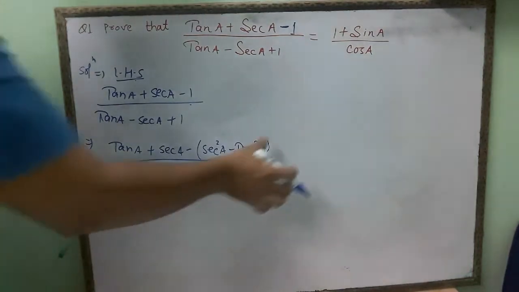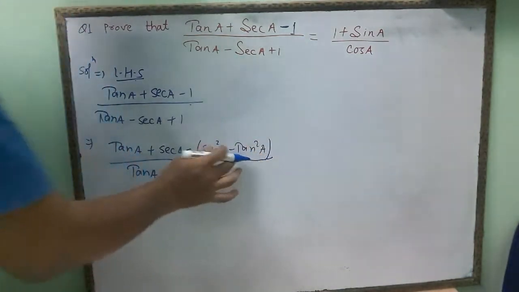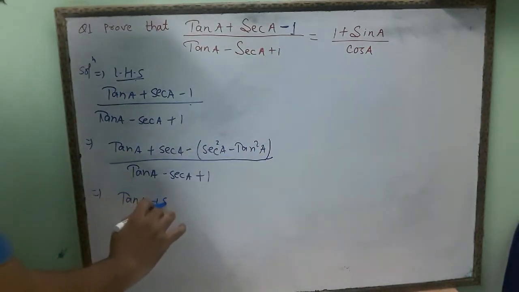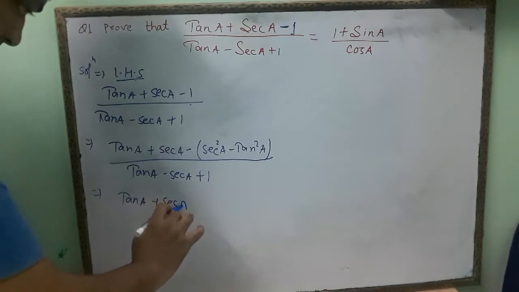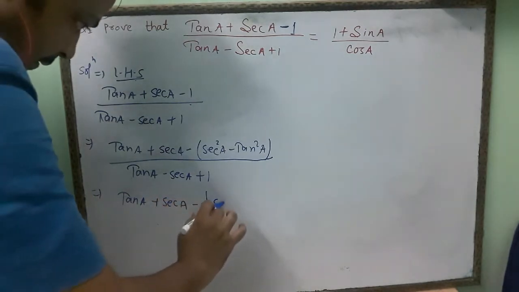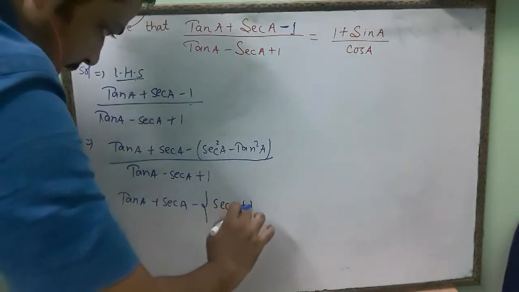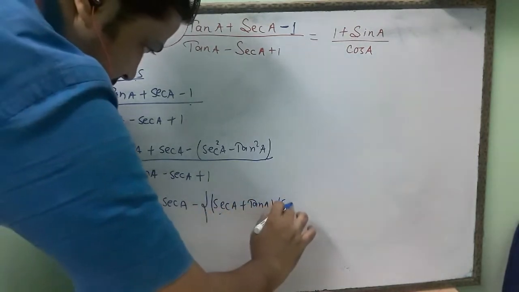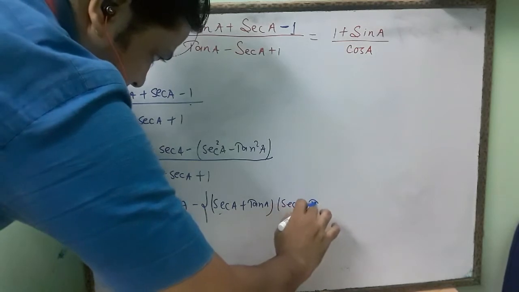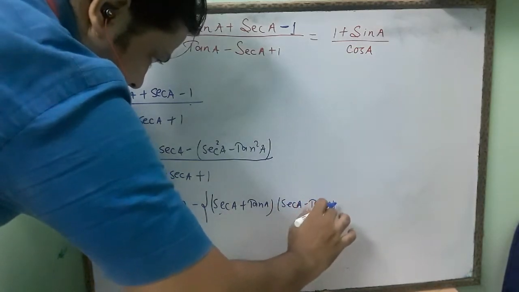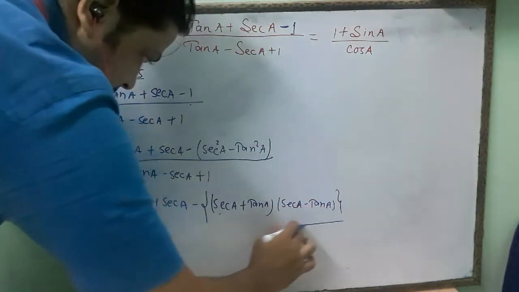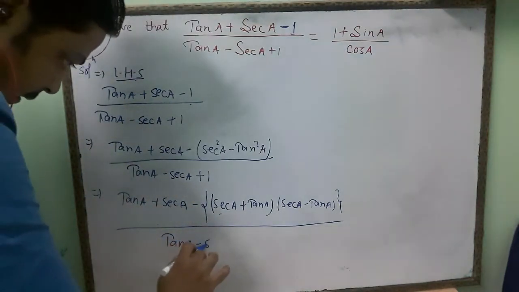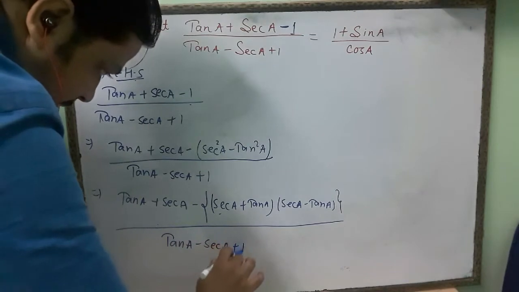Now here the concept of A square minus B square will apply, so it will be written as tan A plus sec A minus (sec A plus tan A) into (sec A minus tan A), divided by tan A minus sec A plus 1.